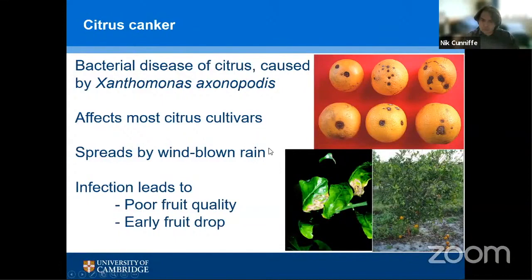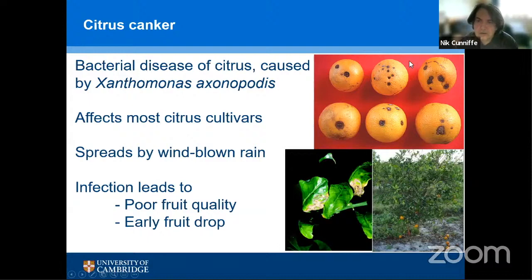You can see in this picture a leaf of a citrus tree that's been infected by citrus canker. You can see a lesion. What's happened here is the bacterium has penetrated the leaf and caused a lesion which spreads over the leaf. That lesion leads to new bacteria, and that turns the disease cycle. Fruit can also become infected.